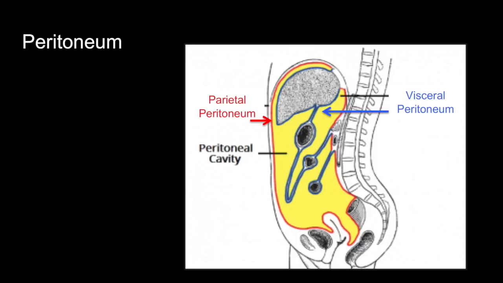What is important to know is that the space between the peritoneum that lines the abdominal wall and the peritoneum that lines the organs is called the peritoneal cavity. When you hear people saying that there is free intraperitoneal fluid or free intraperitoneal gas, they're talking about gas and fluid in this peritoneal cavity. Not extraperitoneal like the retroperitoneum here, but in the peritoneal cavity itself.